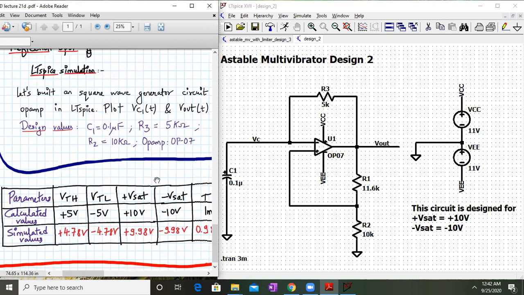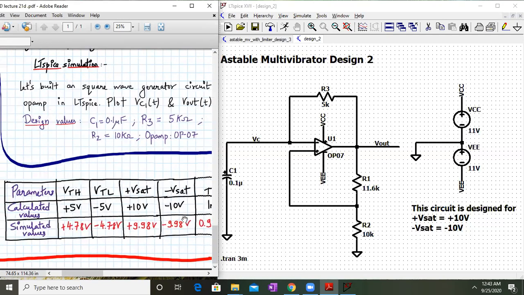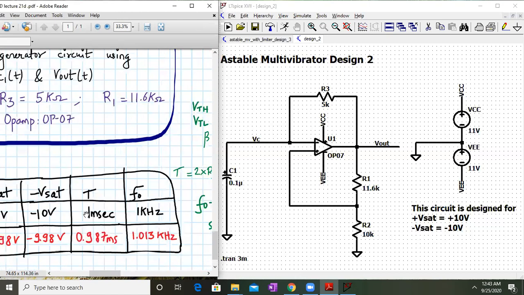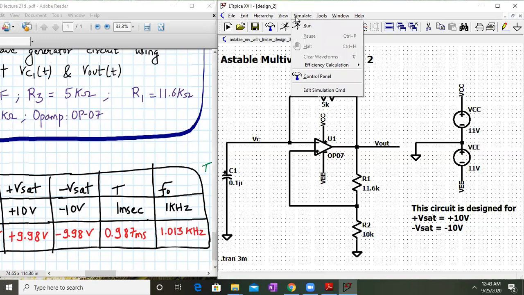So let us start over here. I think the values of VTL and VTH will be slightly different because your plus or minus beta has changed a little bit now. Okay, so we'll concentrate on these values now. So we simulate this.